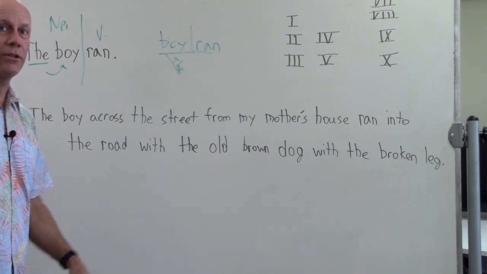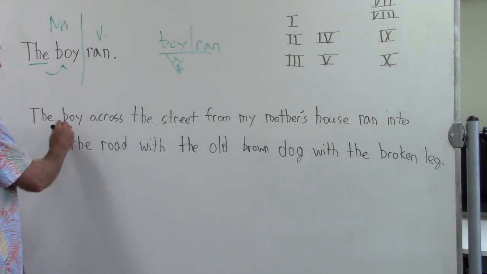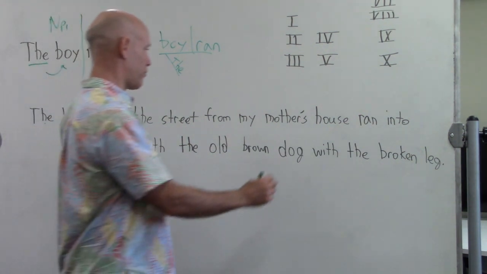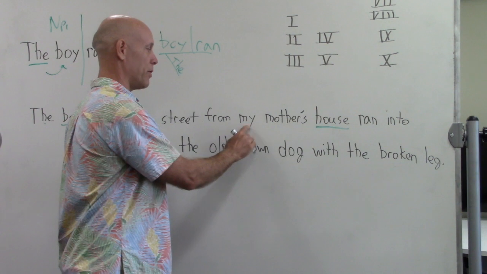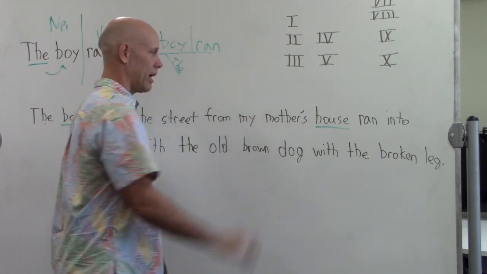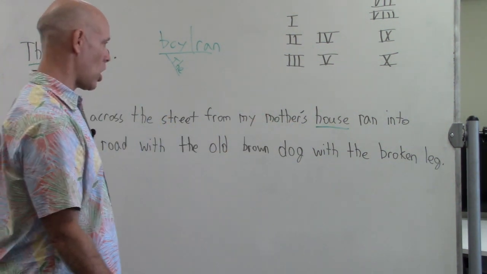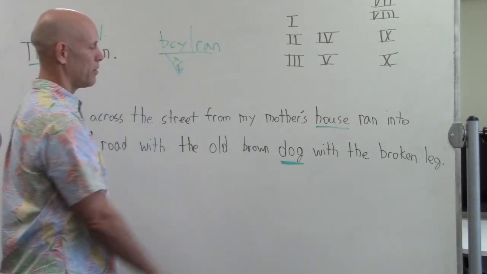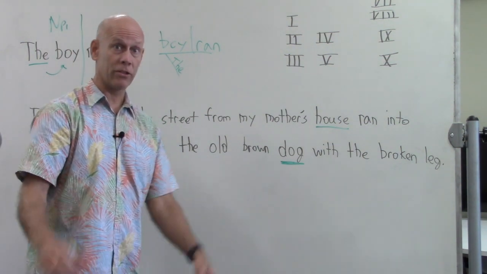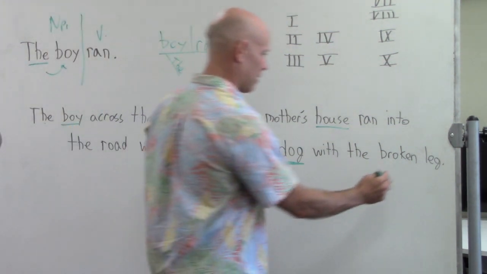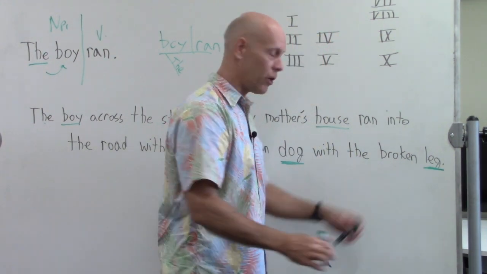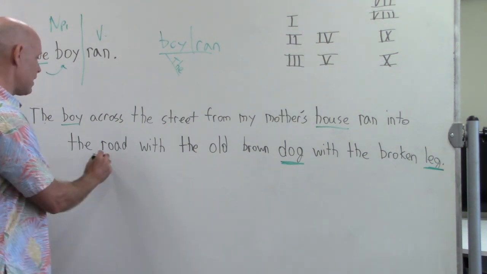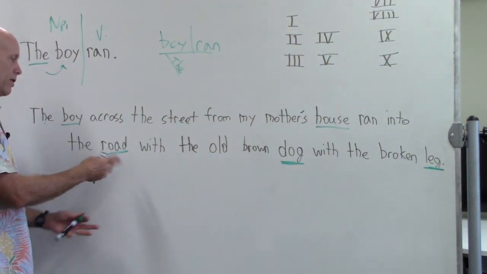Identify the nouns that you see. Boy. Why? Determiner. What else? House. Why? Because this possessive here is a determiner. What else? Dog. Why is that a noun? There's the determiner. You can also make it plural if you wanted to. What else? Leg. I have 2 legs. That's plural. And there's a determiner. What else? Road. Why? Because there's the determiner, and you could make it plural.